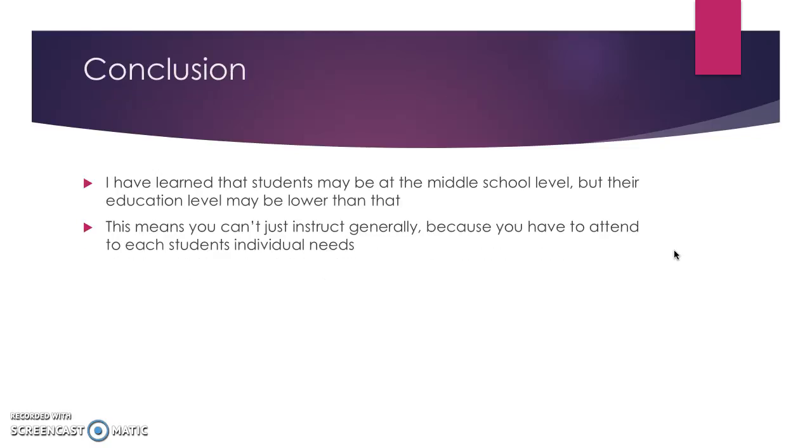So my conclusion is that I have learned that students may be at the middle school level, but their education may be lower than that. So you could have an 8th grader reading at a 4th grade level. This means you can't really instruct generally. So you can't just say, here's a book, everybody read it, and everybody answer the same questions if everybody's at different levels. You have to attend to each student's individual needs.